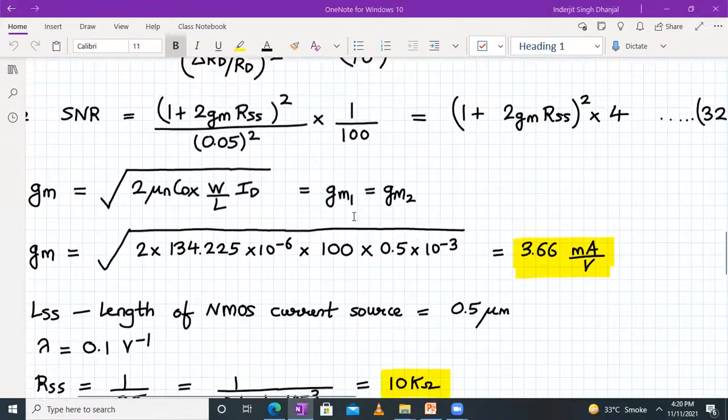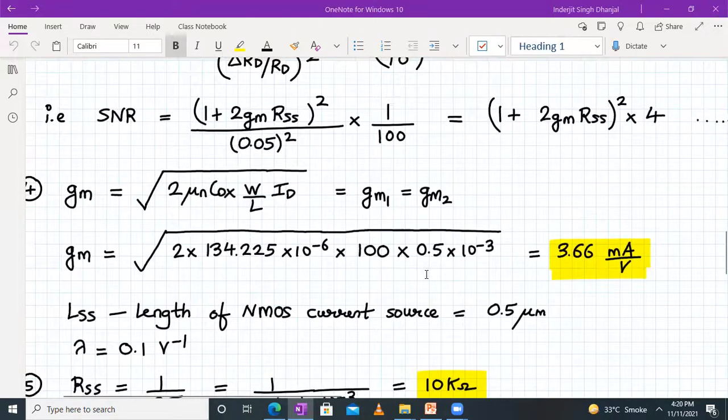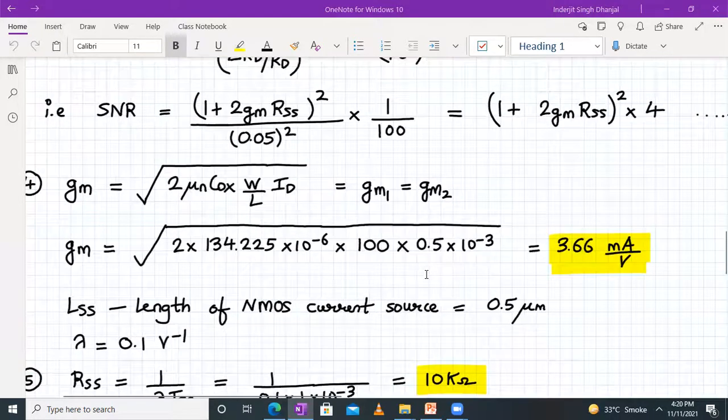So let's go over here. We substitute 0.5 milliamperes. W by L ratio is 50 divided by 0.5, that is 100. And mu n Cox is 134.225 micro. If you solve this, you will get the value of GM as 3.66 milliampere per volt.